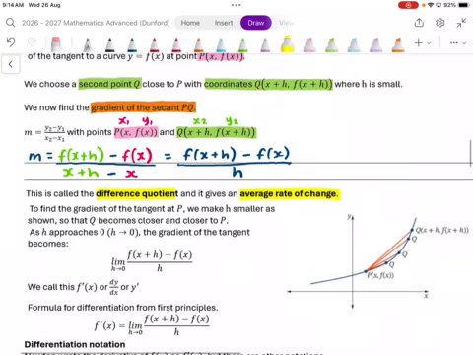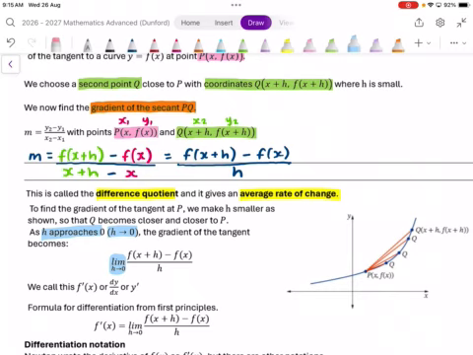Now, to find the gradient of the tangent at P, we make h smaller as shown. See in this diagram here, as we move the point Q, we get closer and closer and closer. So we're making that distance h from our x coordinate to the other x coordinate a lot smaller. And so our h value starts to approach 0. Okay, that's what our arrow means. So h approaches 0, and our gradient of the tangent involves this thing called a limit, where h approaches 0.